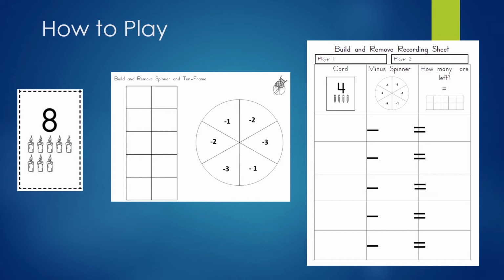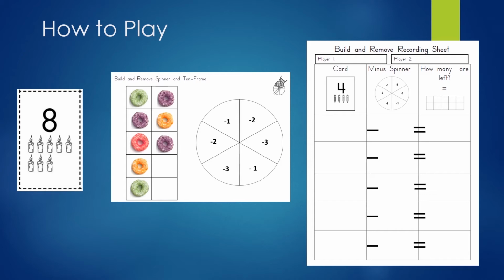Let's see what happens. Count with me as I build 8. 1, 2, 3, 4, 5, 6, 7, 8. The Fruit Loops filled one column, but not the whole 10 frame. There are 2 empty frames because 8 is 2 away from 10.